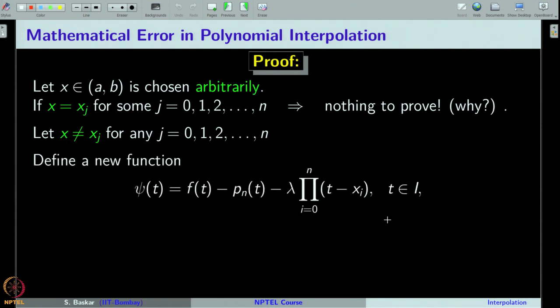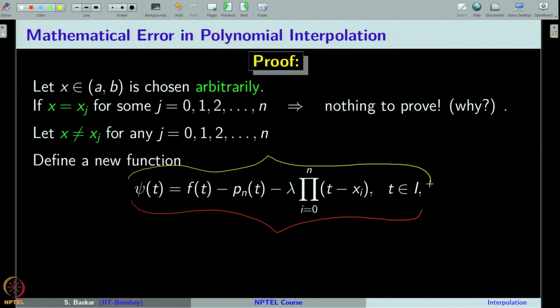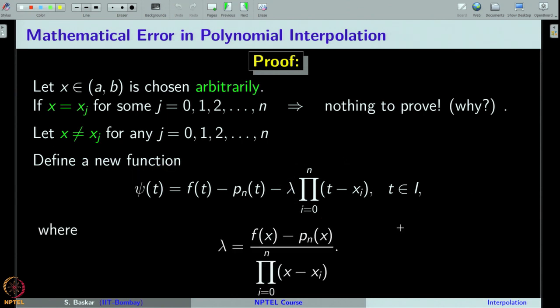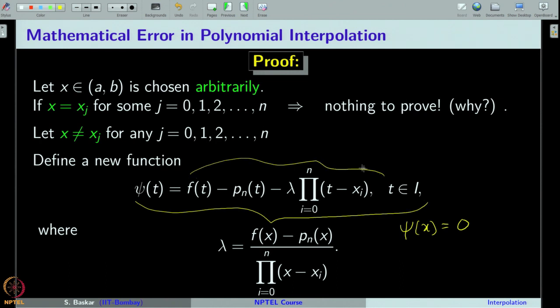The first step is to consider a function like this, where this lambda is something which we will now choose in such a way that psi of x is equal to 0. You can see that by taking t equal to x in this expression, the right hand side becomes 0 if we choose lambda like this. That is why we have inserted a parameter lambda here, and then we have chosen it conveniently like this.